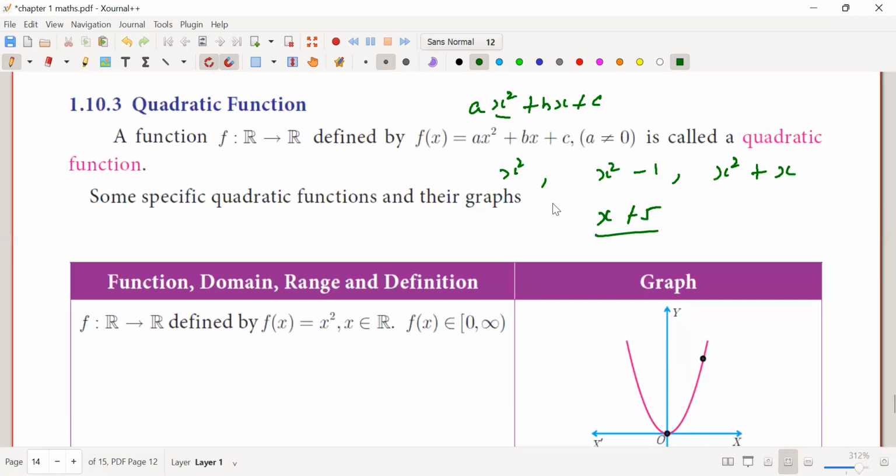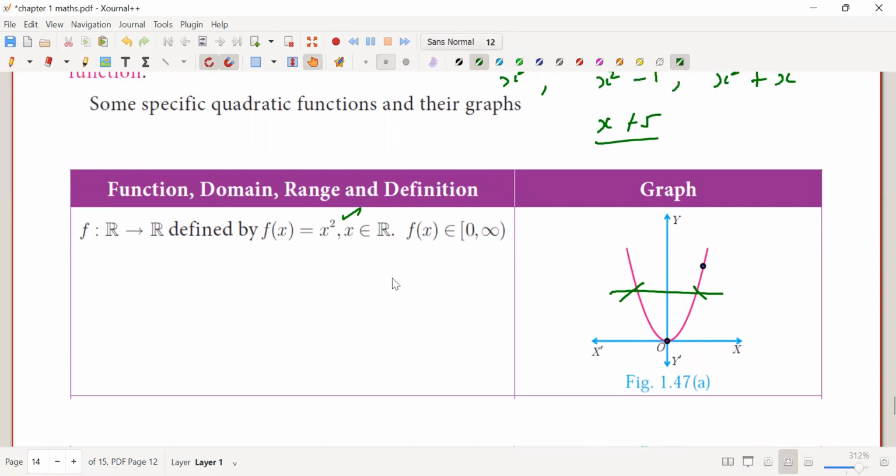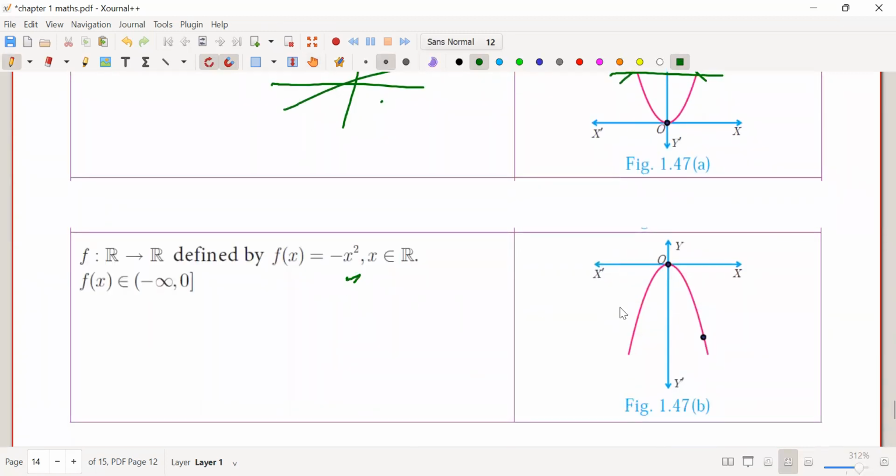This is linear. Okay. So, in this, if f of x equal to x squared, then this curve will be formed. If I draw a line here, we can see that it has two values, so it is a many to one function, all right? But the linear one, this line, we can cut only in one place if I draw a vertical line. So this is a one to one function. This is a many to one function. Quadratics are many to one functions, all right? If it's minus x squared, it will be inverted.